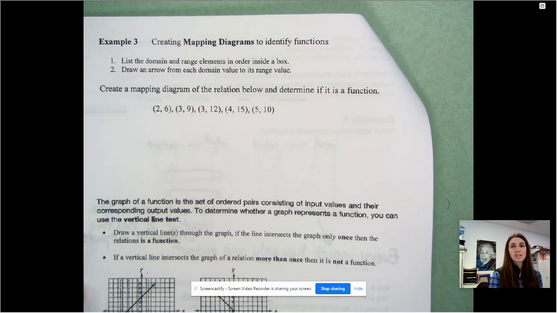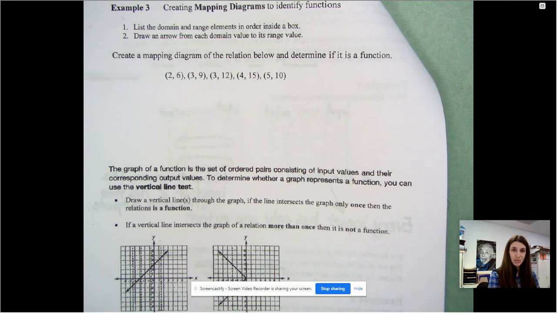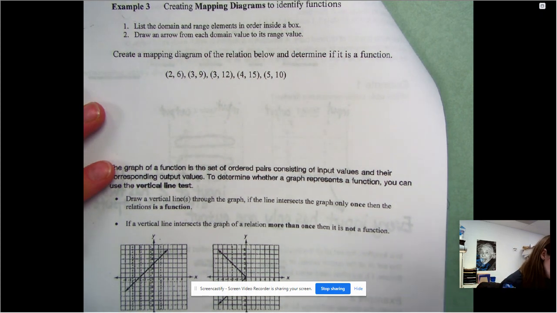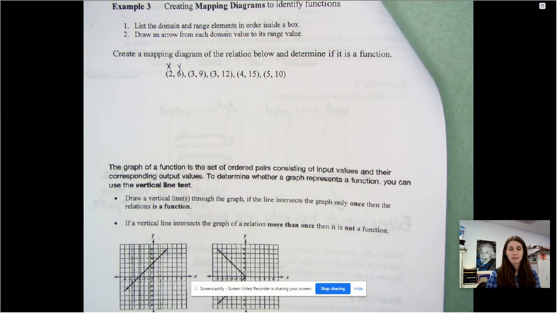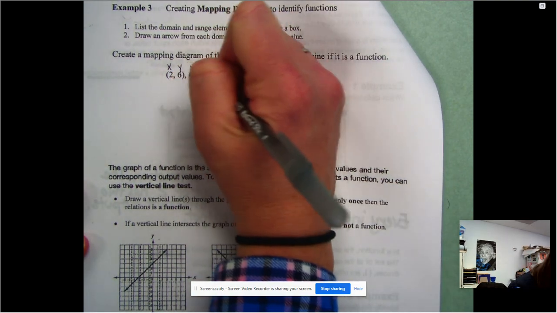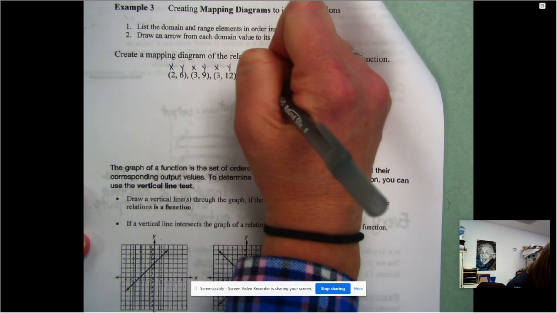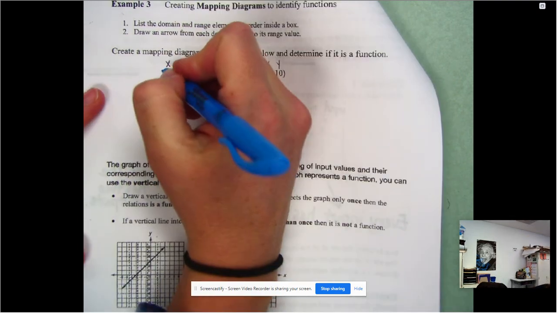Now we're going to investigate ordered pairs, okay? So let's take a look at the ordered pairs. Remember that the x's come first before y's. So in this first ordered pair, 2, 6, we have an x and then a y. An x and then a y. An x and then a y. Okay? So if we were to look at just the x values, why don't I grab a highlighter really quick? Just the x values.